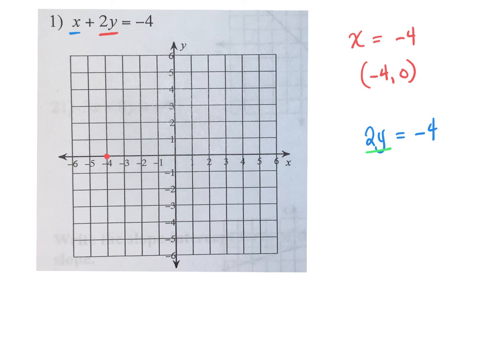For this guy, I have to solve. I have to divide by what's in front of my y. y equals -2, which means this intercept is (0, -2). So I go and put a point at (0, -2). And then to graph this line, I just connect those 2 points. So I'm going to get a straight edge, connect those 2 points, and that will be my line.